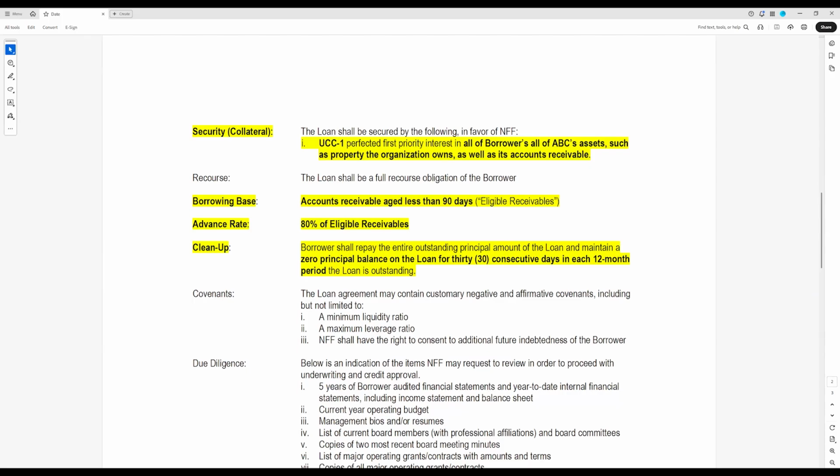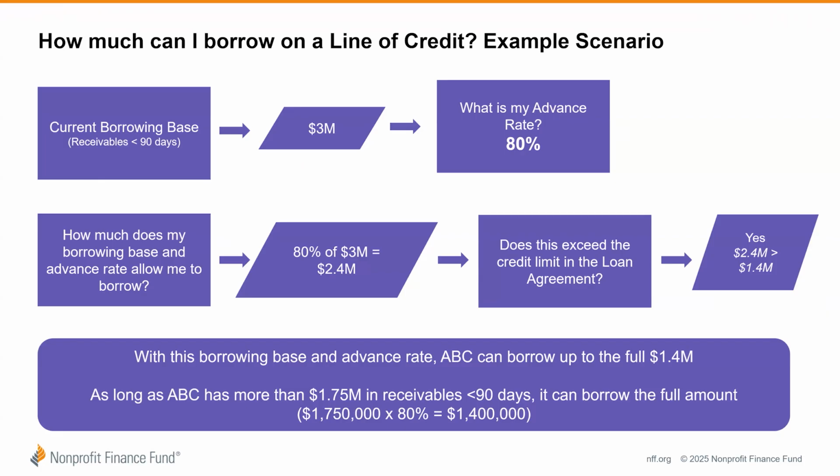But if 80% of your receivables are less than 1.4 million, you can only borrow up to that smaller amount. I think it might be a little bit easier to run through a couple of scenarios to illustrate what I mean. Let's say you were extremely busy and had 3 million in contracts invoiced last month. Since the advance rate is 80%, that's 2.4 million. Because 2.4 million exceeds the 1.4 million credit limit, you're able to borrow up to the full 1.4 million.